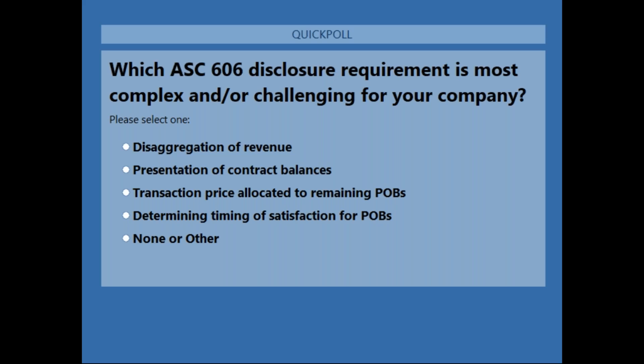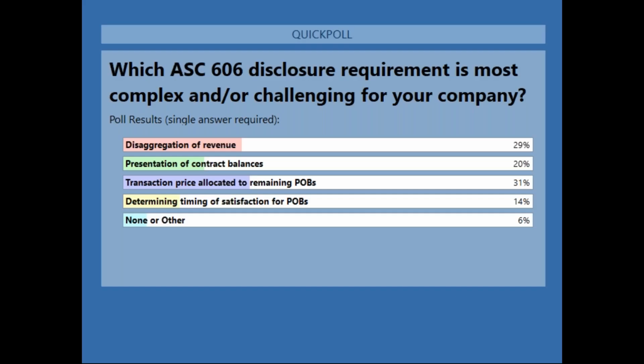All right, I'm going to close the poll and share those results with you all. Looks like we have about 31% the transaction price allocated to the remaining performance obligations. So disaggregation of revenue and allocation are big ones, so processing as well as the reporting and analytics side of it. I think those are both really important.